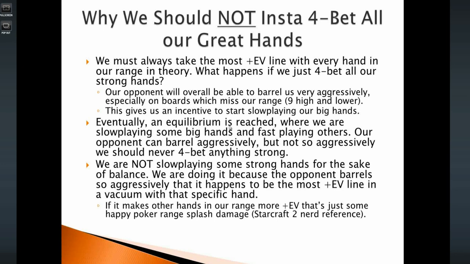So here, if we're slow playing a really strong hand when we're in position, as we'll go into more detail in a minute, it makes it harder for the opponent to barrel us really aggressively. So that might make our marginal hands more profitable, because now our opponent says, well, wait a second, I can't barrel super aggressively into Matt, because Matt's not just insta-4-betting all of his ace-king, kings, and aces. He's calling some, which makes it harder to barrel. So that makes our other hands better, but that's not the reason why we're slow playing.